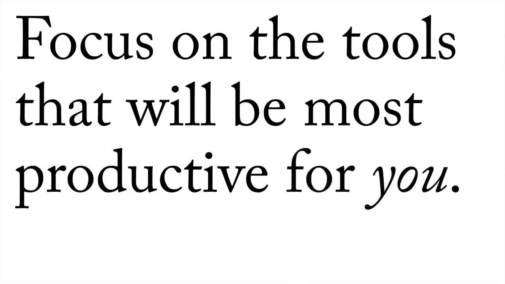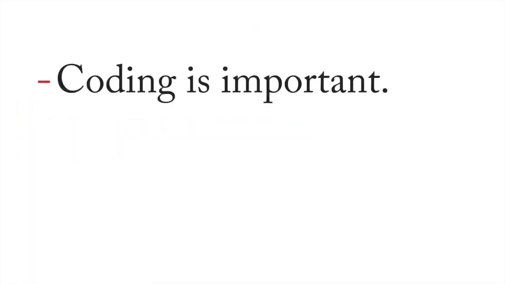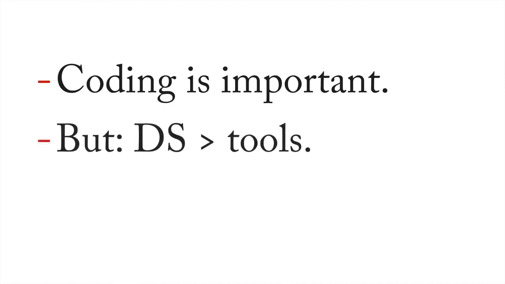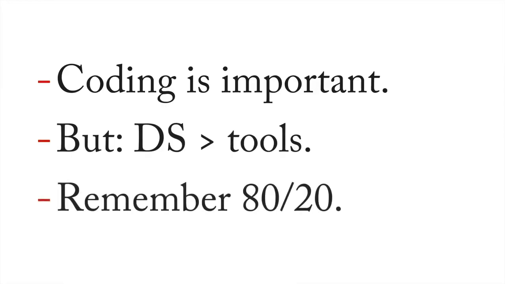for you. So in sum, let's say these three things. Number one, coding, or simply the ability to manipulate data with programs and computers. Coding is important, but data science is much greater than the collection of tools that's used in it. And then finally, as you're trying to decide what tools to use and what you need to learn and how to work, remember the 80-20 rule. You're going to get a lot of bang from a small set of tools. So focus on the things that are going to be most useful for you in conducting your own data science projects.